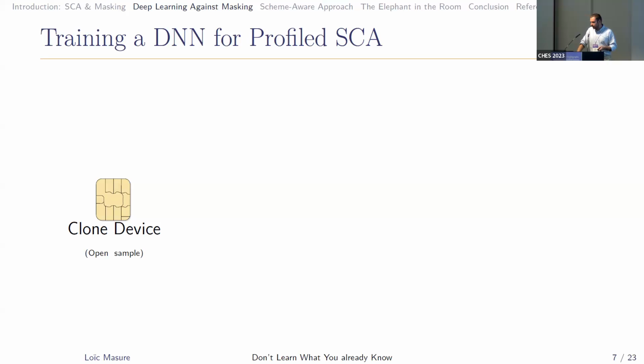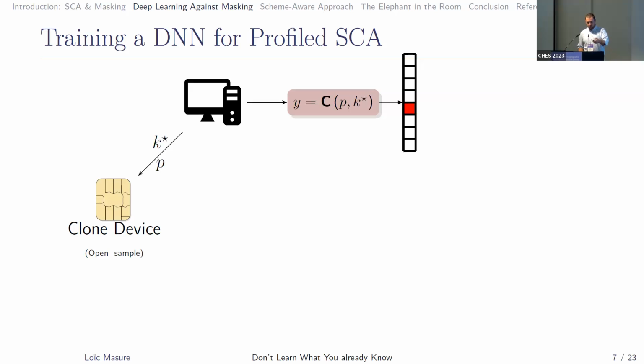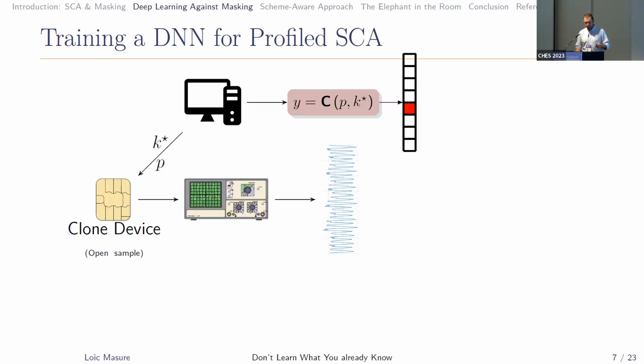Typically, how does the profiling phase happen? You assume that you have a clone device on which you have full control, or at least some power, to be able to communicate with this device, and more precisely, to be able to know or to choose the value of the secret key and of the plain text that are used to compute some elementary computation that will leak. And that allows you to draw some score vector here, which is the exact prediction we would like our model to give. On the other hand, you will measure the trace at the oscilloscope, for example, and you plug this trace into the model you want to fit.